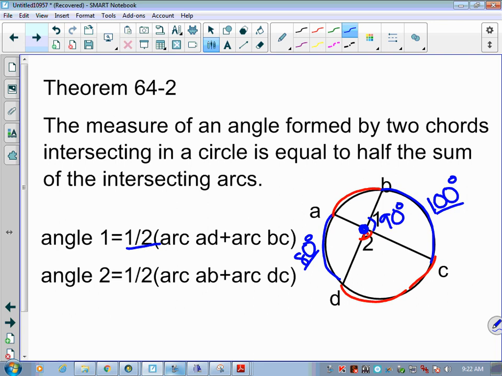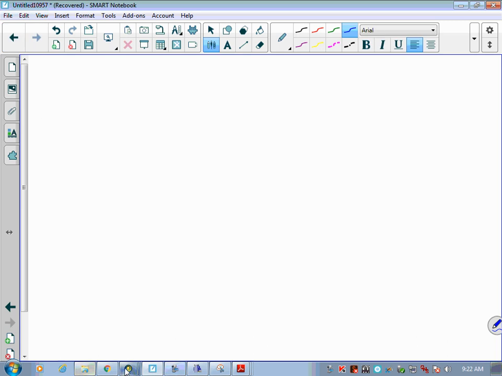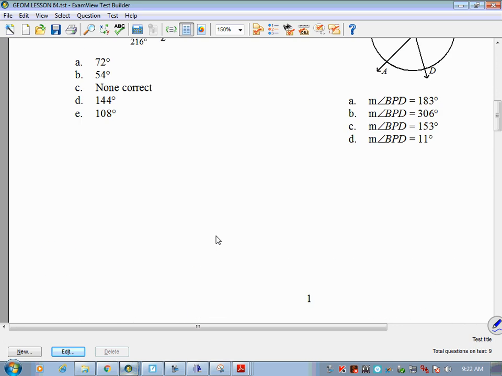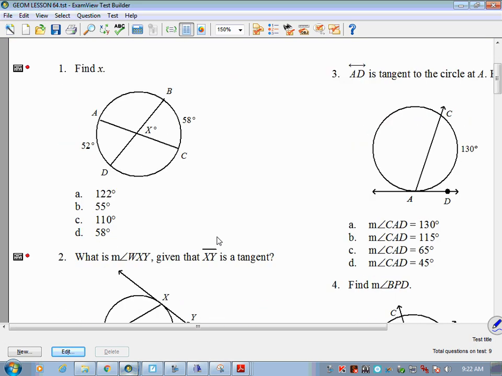Let's move over to some of our questions, because I think that's the end of that. Lesson 64, let's come up to question number 1. This is actually going to use Theorem 64-2. We want to find angle X. Aaron, can you tell me how I'm going to find angle X?